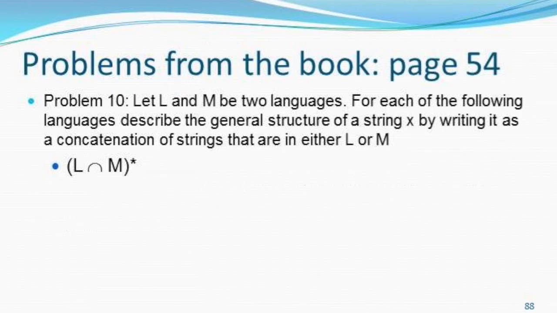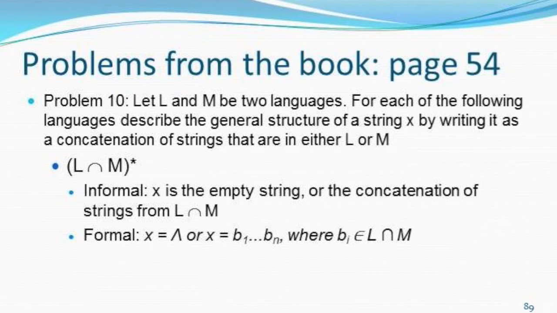Here's another one. What's the structure of a string where we have L intersected with M and then we take the star of that? And of course, the answer of that, it's almost easier to look at the formal definition. Well, L intersect M might be the empty set, right? It might have something in it. Regardless, when we take the star of anything, we know that lambda's in there. And if there are any elements that are in the intersection of L and M, then we just have X takes the form of a bunch of strings concatenated together where each of those strings is an element of that intersection.